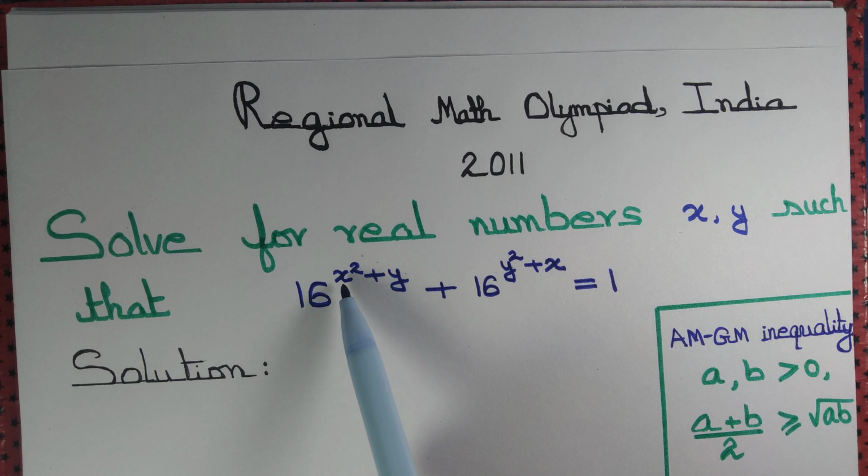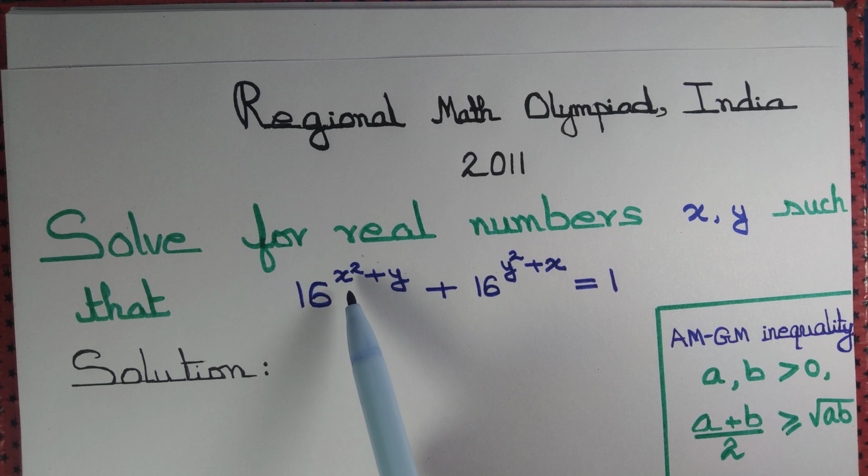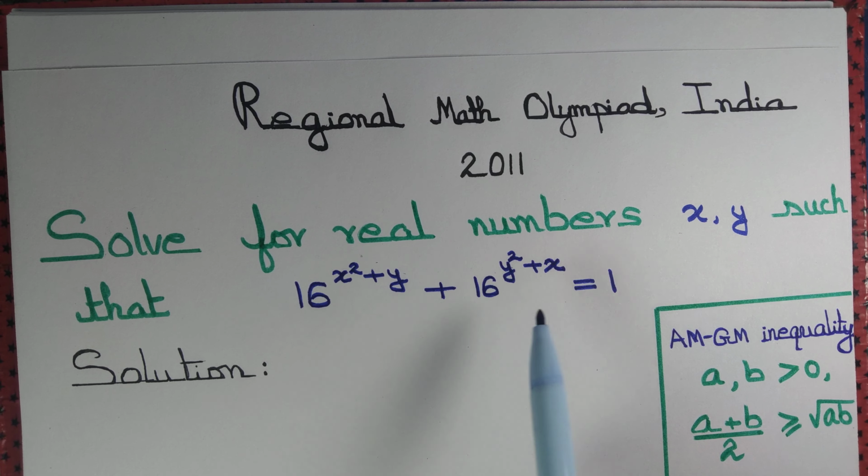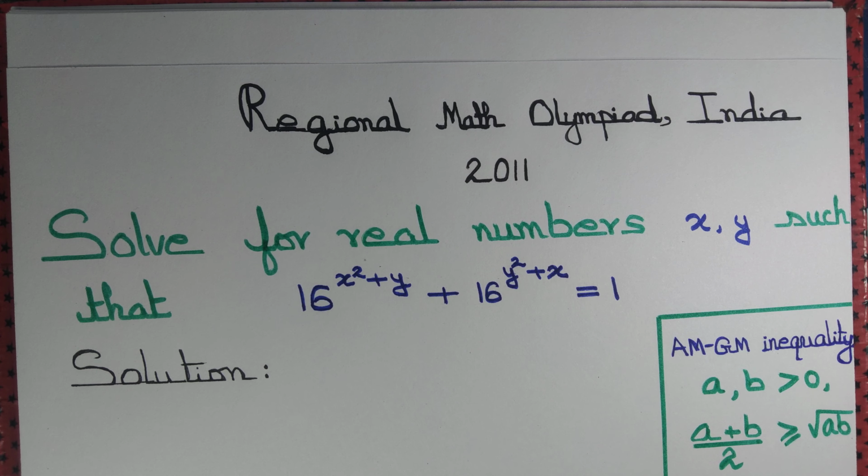Observe that we can take x equal to 0 and maybe we will be able to solve for y, and maybe we can take x equal to 1 and again solve for y. So we might expect that since x and y are independent, this equation has got a large number of solutions. But that does not happen.